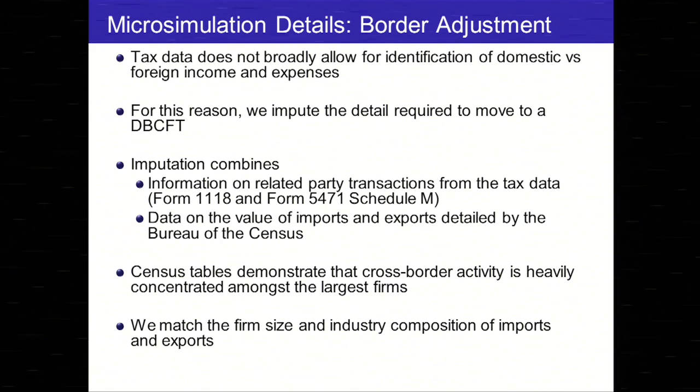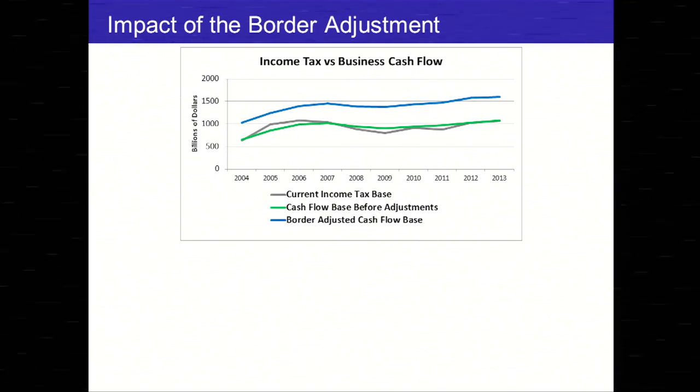So again, remember with the farmer and the baker, I had one firm that was an importer and one firm that is an exporter. But in the US data, it looks like the firms that are exporting are also importing. And so we impute that detail onto the tax data in order to do the destination-based cash flow tax. But what you'll see is a reflection of the way that we did that imputation, because we can't identify that exactly. So just to show you what the tax bases are looking like, the gray line is the income tax.